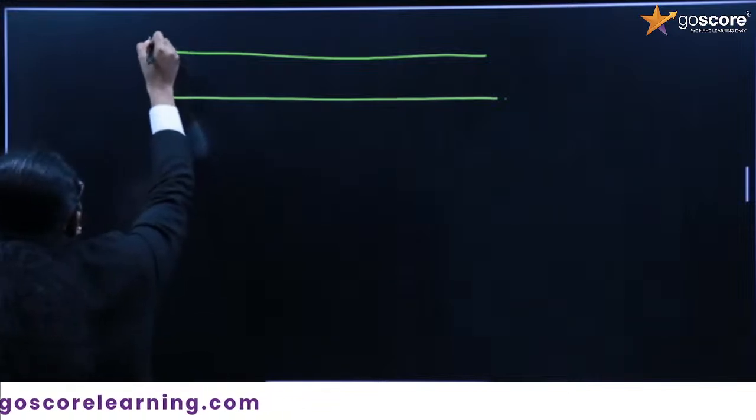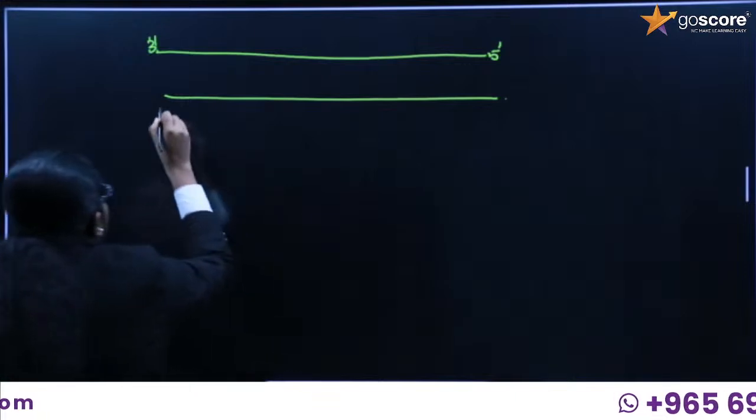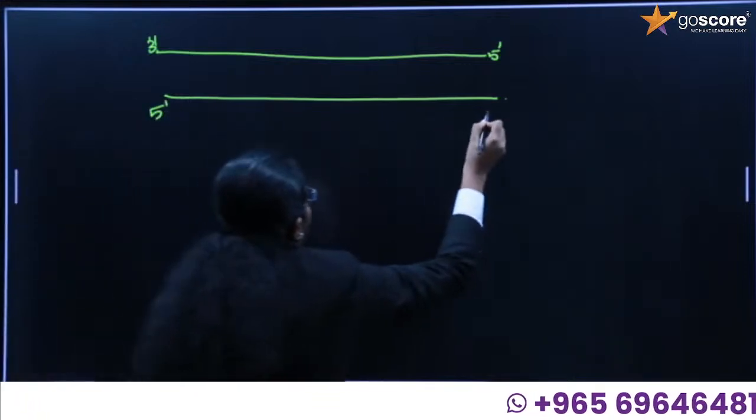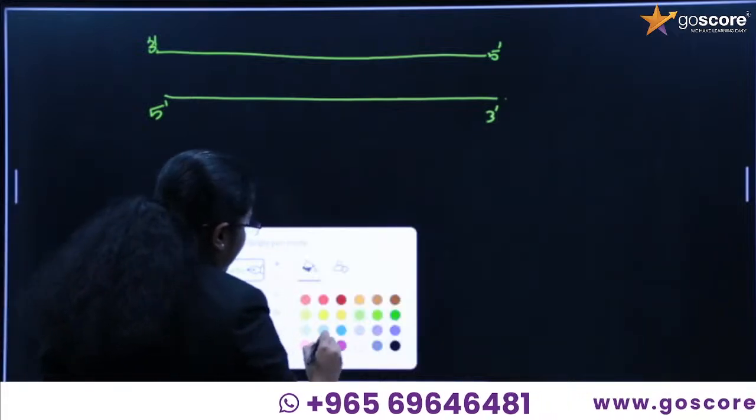Okay, so what is this strand known as? 3 prime 5 prime strand. This strand is known as the 5 prime 3 prime strand. Okay, so what is the first step? The first step is initiation.